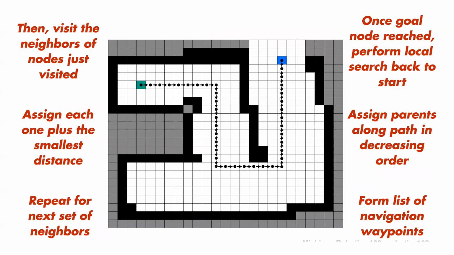Once we have this structure, what we're going to do is a graph search, a search through the graph that's going to help us find a path to get from an arbitrary start location to an arbitrary goal location.